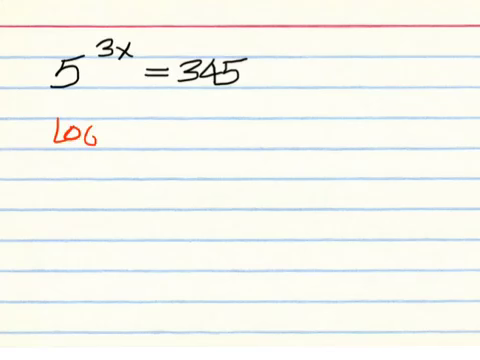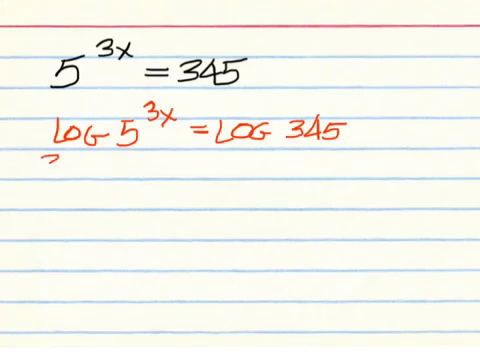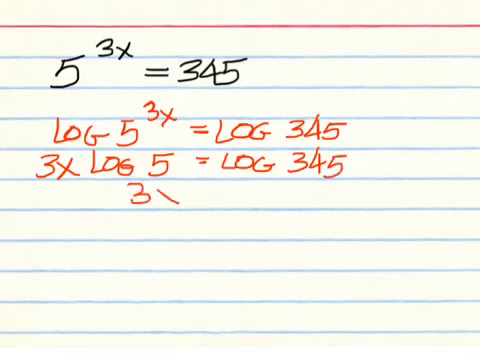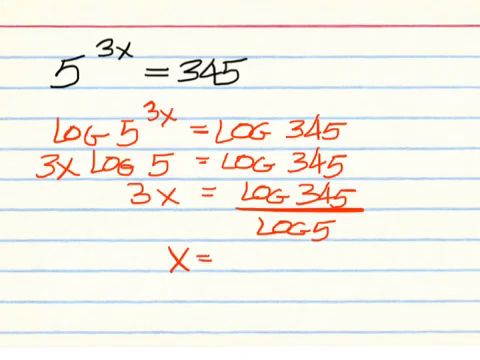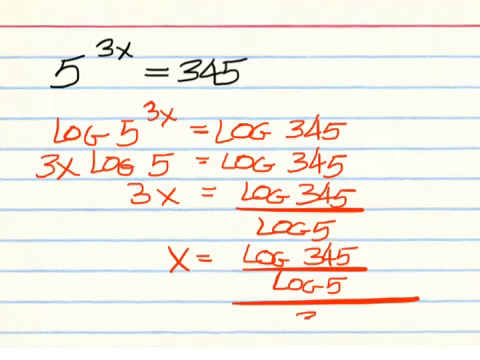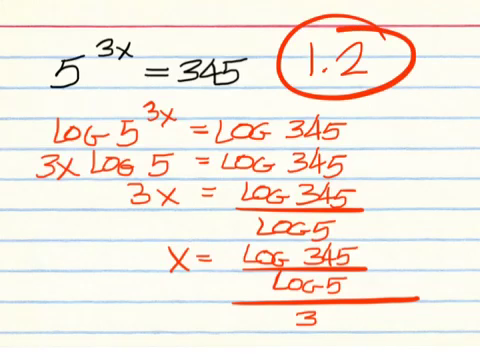The solution here is to find the log of both sides first, and then after that you're going to have to move the 3x down to the left by rule, and then on the right side you'll end up dividing by log of 5. And then after that, to get the 3 away from the x, you'll need to divide the entire right side by 3. You'll get a final answer of 1.2, rounded to the 10th place.